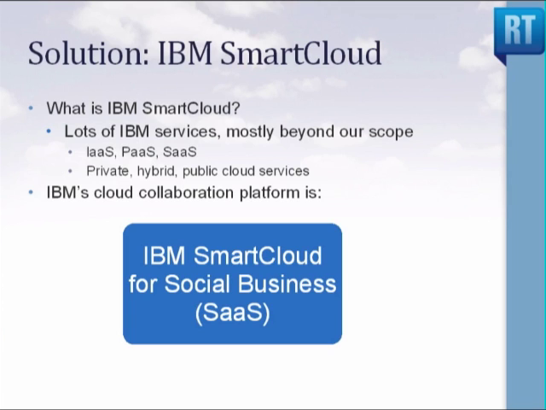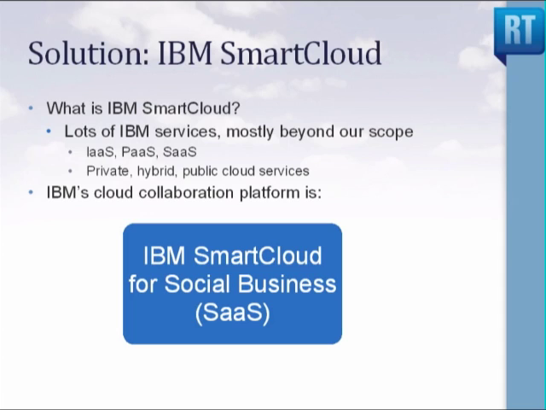Talking about SmartCloud. It's really today the solution that we're going to propose to those problems that we just described. What is it exactly? It's actually lots of different IBM services, and mostly they are beyond the scope of today's discussion. We have infrastructure as a service, we have platform as a service, we have software as a service. IBM will help you set up private clouds, public clouds, hybrid clouds, which are a combination of public and private.